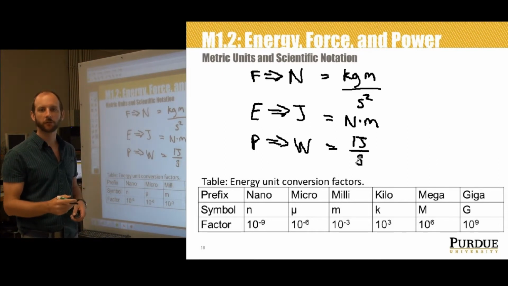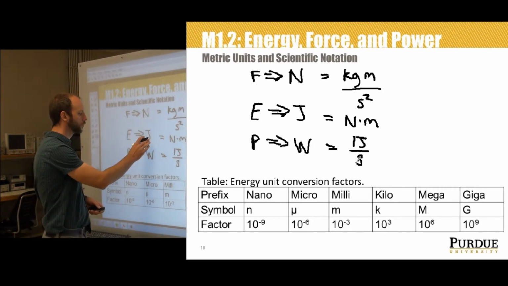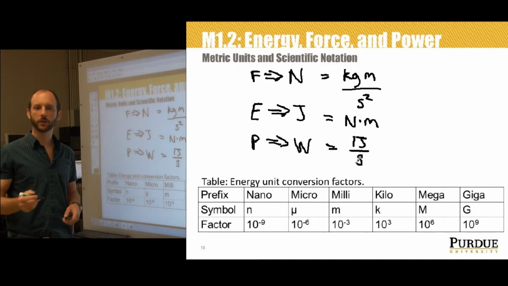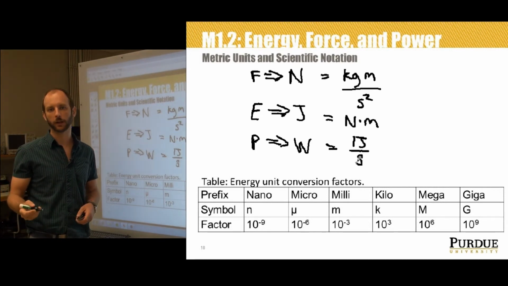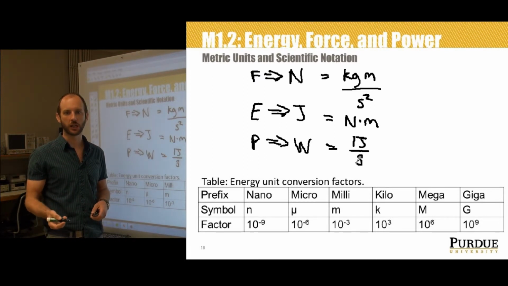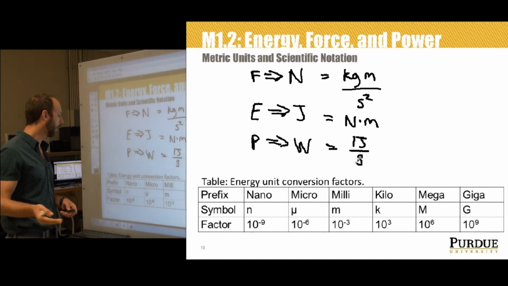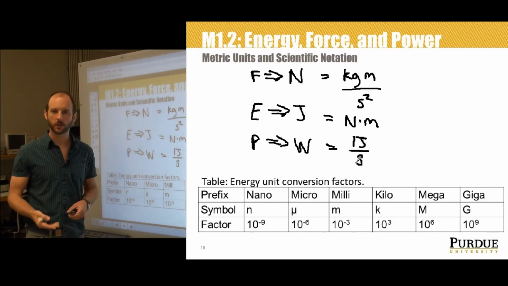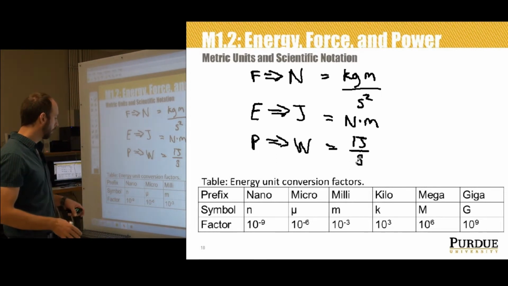Often, to account for very large or very small numbers when referring to newtons, joules, and watts, prefixes are added to metric units to denote multiples of 10 to be applied to the base unit. Each factor represents an order of magnitude change in the base unit, as shown here in this table. These aren't all of the energy unit conversion factors that are available, but these are the ones that are most common in energy systems. So we'll just go through them.